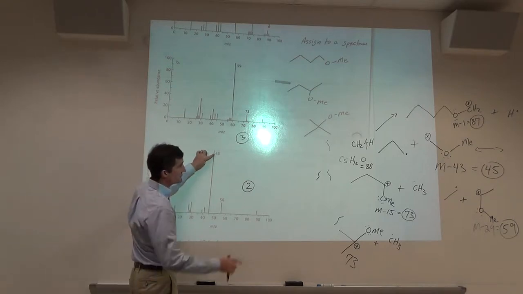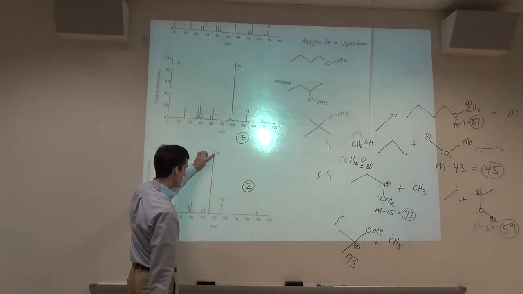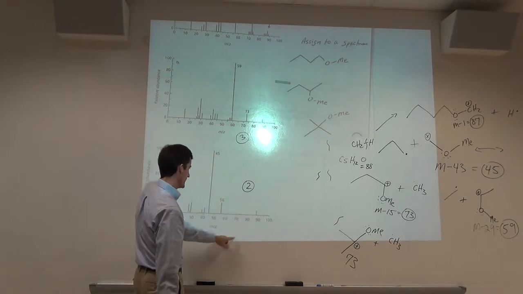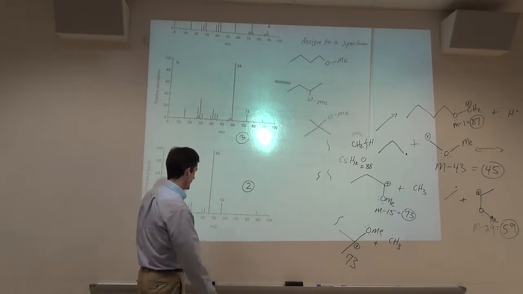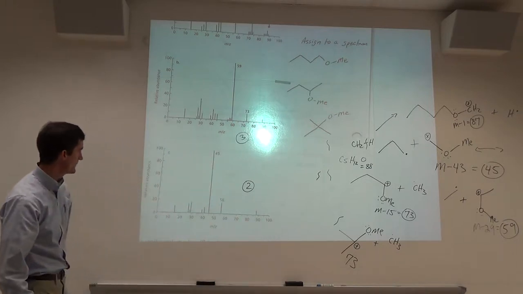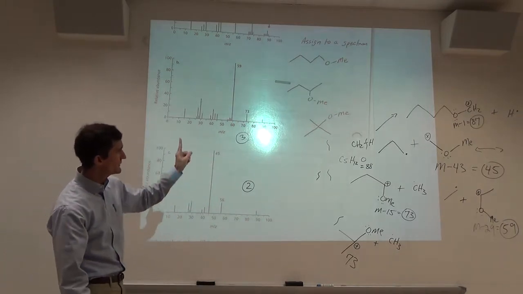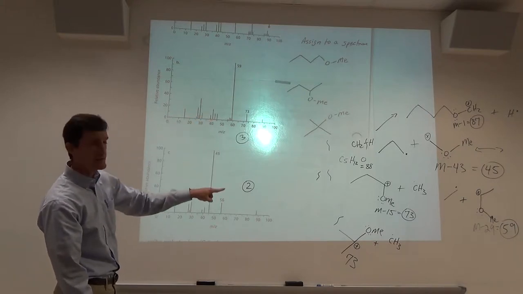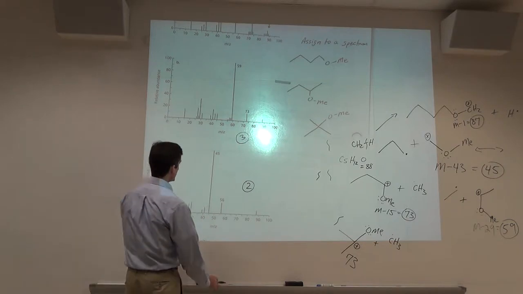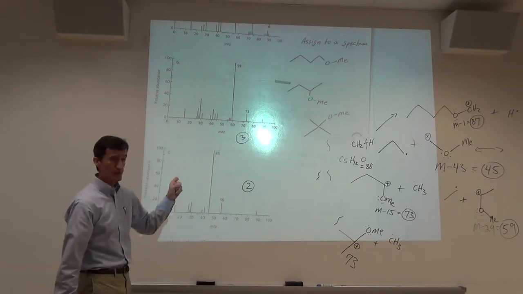That's 45, check. Does it have 87? This is not really labeled and there's no tick marks. That's probably 88. It definitely has 45. We predicted 45 for the first one. We did not predict a 45 for the second or third. It looks like the third mass spec is the first compound.